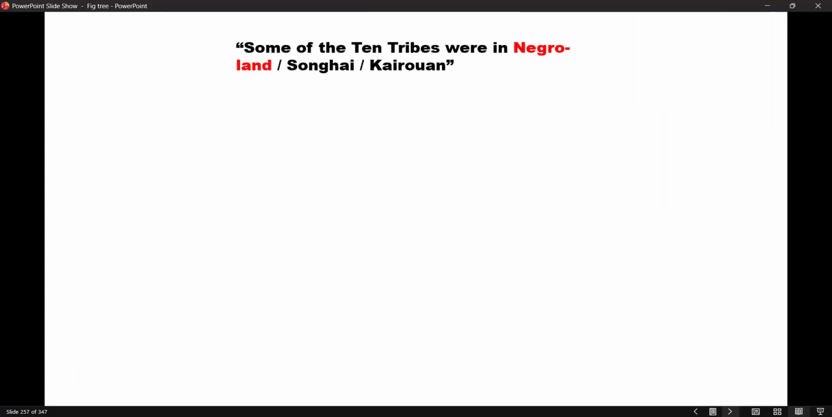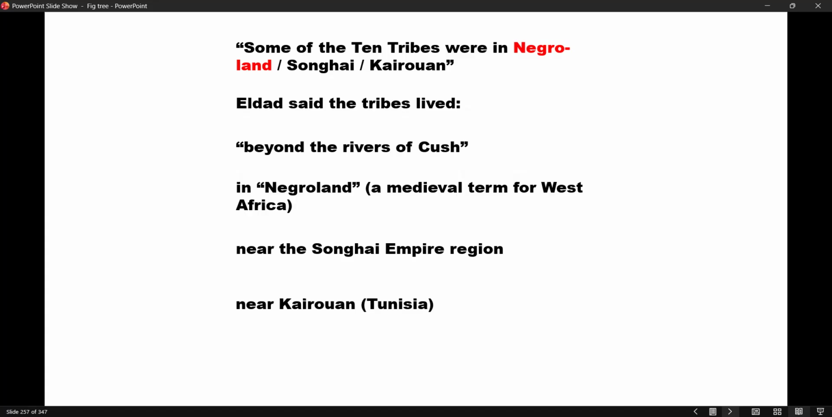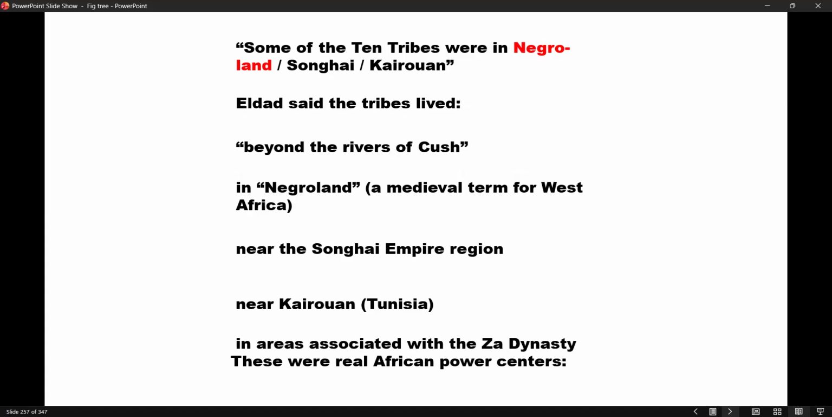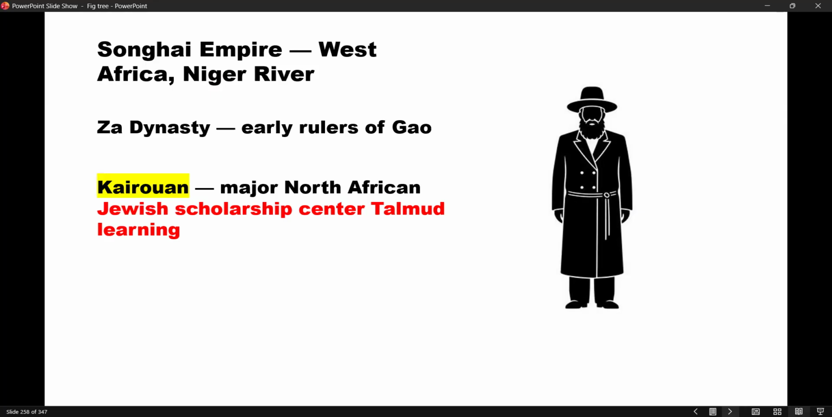Some of the 10 tribes were in Negro land, Songhai and Kyrene. Eldad said the tribes lived beyond the rivers of Cush and Negro land, a medieval term for West Africa, near the Songhai Empire region, near Kyrene, Tunisia. I hope I'm saying that right. In areas associated with the Zad dynasty, these were real African power centers. Songhai Empire, West Africa, Niger River. Zad dynasty, early rulers of Gael. Kyrene, major North African Little Hat scholarship center, Talmud learning.